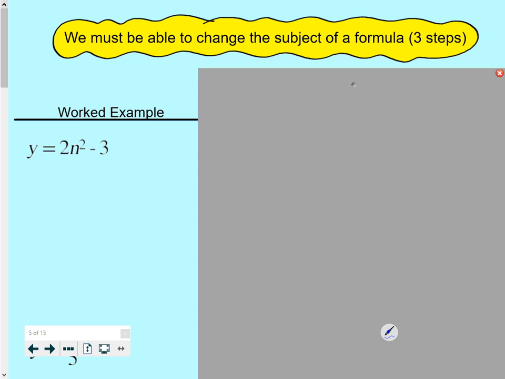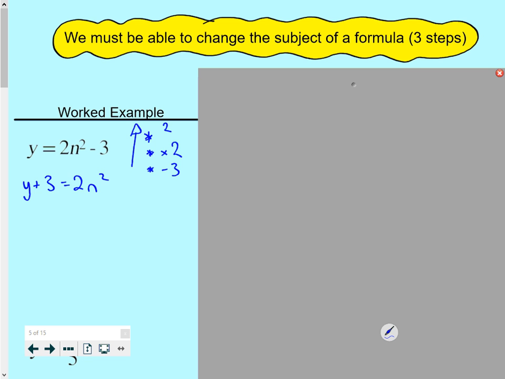I'm going to consider if I was to substitute in for n, what's the first thing that would happen to it? Well, in this question here, the first thing that would happen is I would square n, then I would multiply it by 2, and then I would take away 3. So to change the subject, I'm going to have to work backwards through that list. The last thing that's happening at the end is I'm taking away the 3. So that's the first thing that I'm going to have to unpick to be able to change the subject. Now I'm going to have to do the opposite, or the inverse, of take away 3. So I'm going to have to add 3 to both sides.